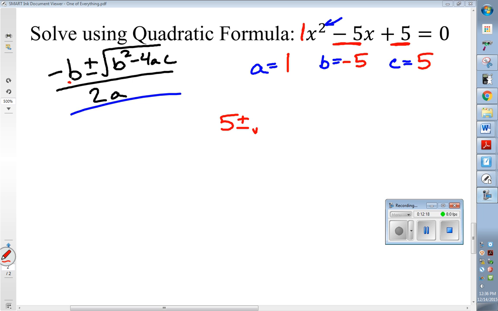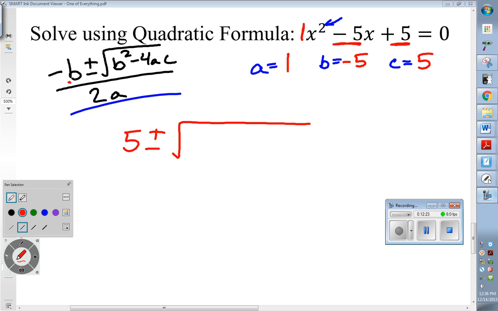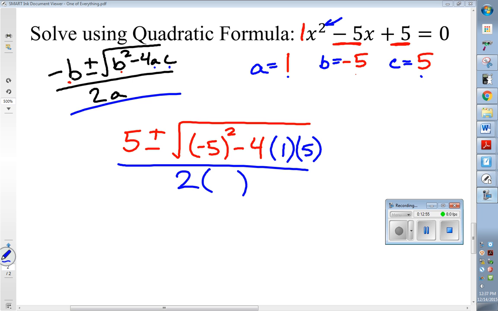Plus or minus the square root of b squared. So that's negative 5 squared. Anytime I take a negative number and I square it, it's going to be positive. I guess I should write that out so that way we don't get confused. Let me do that again real quick. So b squared, negative 5 squared, minus 4 times a times c, all over 2 times a.